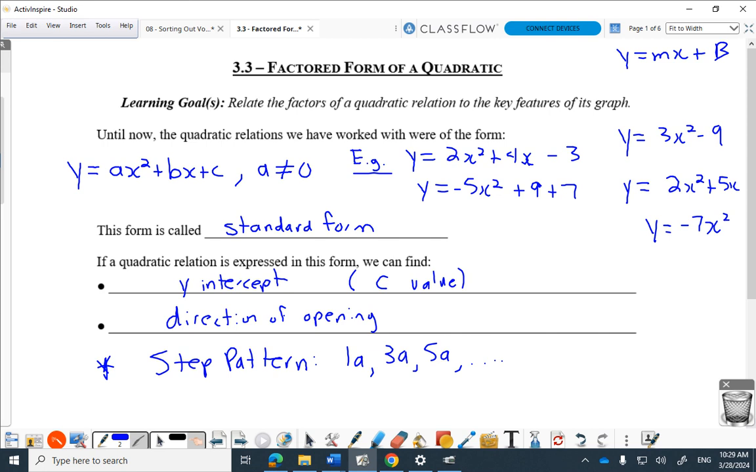So the direction of opening is a greater than 0, it opens upwards. A less than 0, downwards. You know that? Up, down, positive up, negative down. Positive up, negative down. We okay so far?